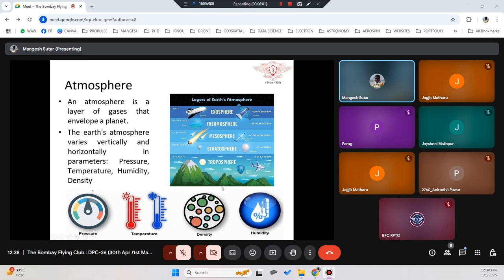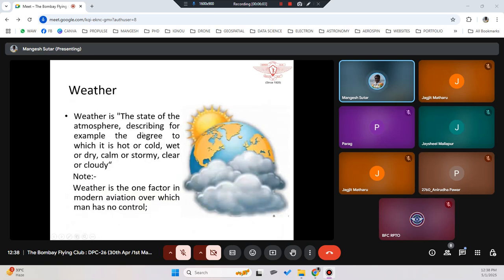Okay, so weather is the state of the atmosphere, describing, for example, the degree to which it is hot or cold, wet or dry, calm or stormy, clear or cloudy. So normally, if somebody asks you how the weather is today, you will look outside and say, okay, today is good. Right now, if you see outside, it is clear and sunny.